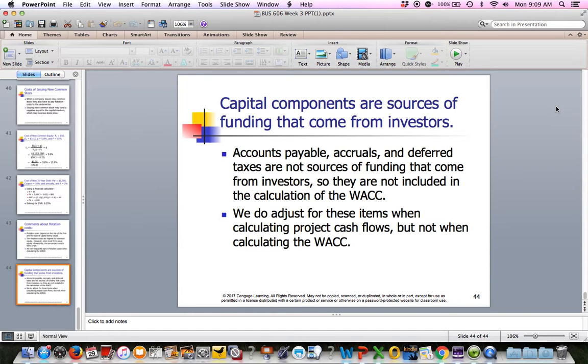Okay, so that was chapter 3. That was all about cost of capital, the CAPM, a little bit about risk.